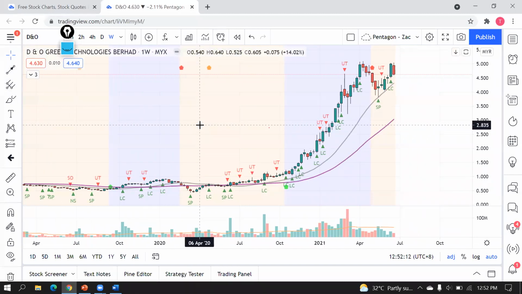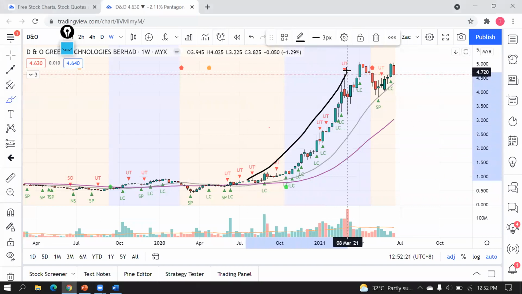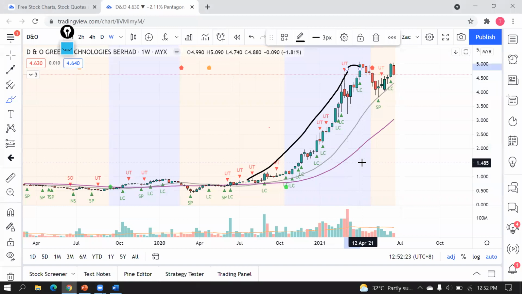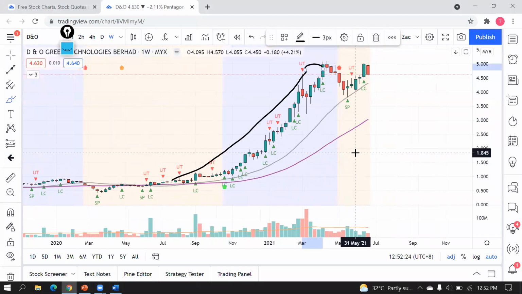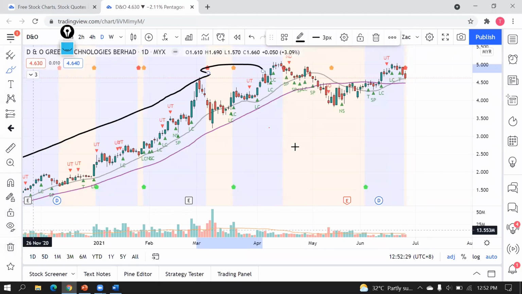Now for me, D and O, this volume is here already. To be frank with you, I'm a bit worried and scared, because this is a climactic movement. Oh sorry, this is the weekly chart. Let's go back to daily so you can see better.